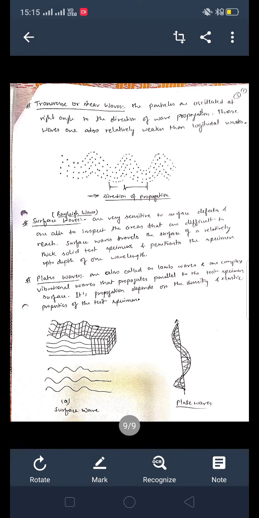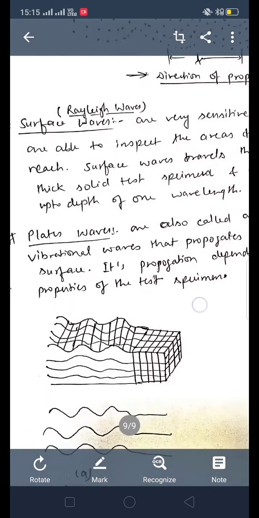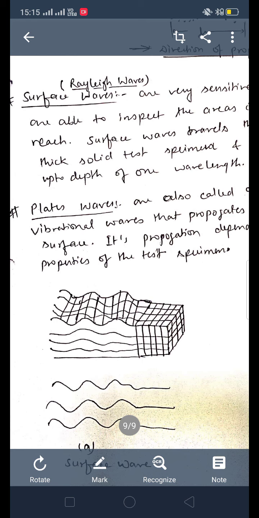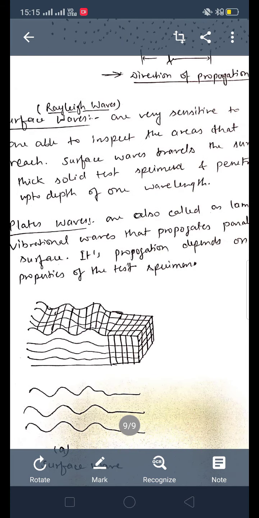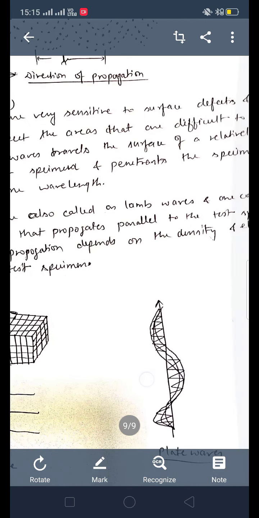Plate waves are also called Lamb waves, a complex vibrational wave that propagates parallel to the test specimen surface, and its propagation depends on the density and elastic properties of the specimen. Here is the figure related to plate waves. Here this is the specimen and this is the surface wave, and here are the plate waves.